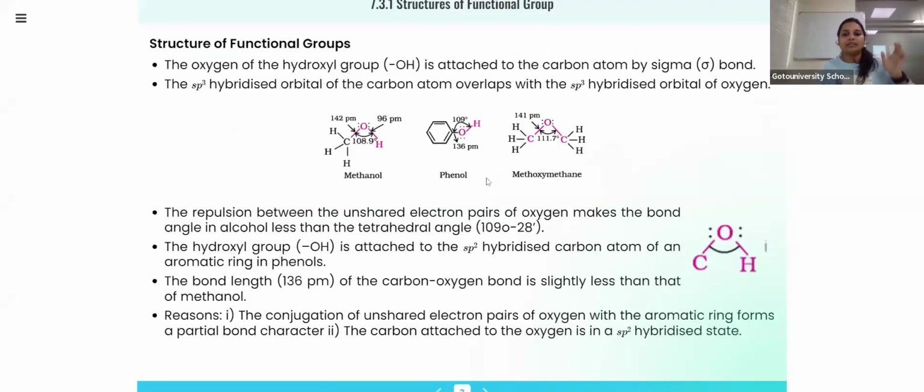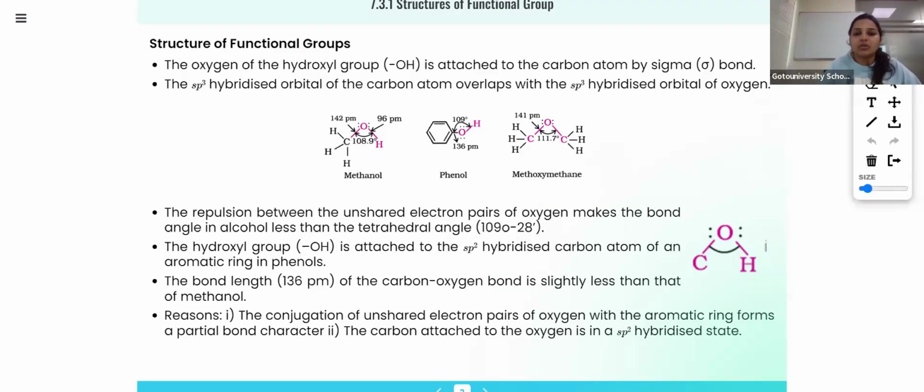Okay, so what is the structure of the functional group? Listen. The oxygen of the hydroxyl group is attached to the carbon by a sigma bond. We know that because the hydroxyl group means it is connected to the carbon, and the bond between the carbon and the oxygen of the hydroxyl group is a sigma bond, a single bond.